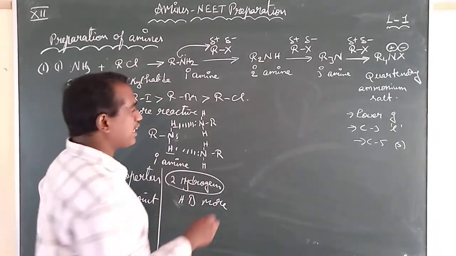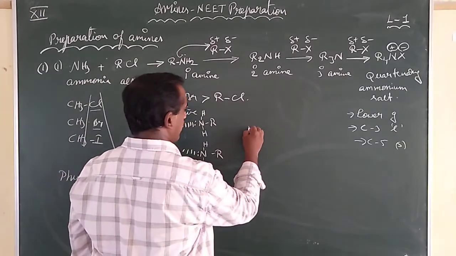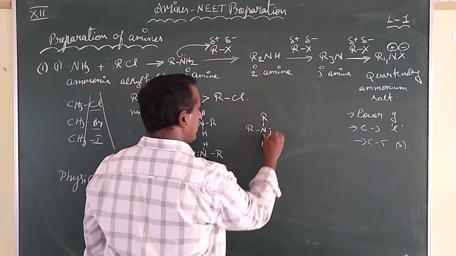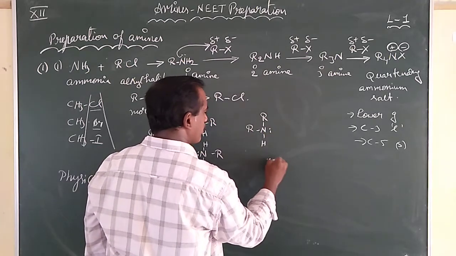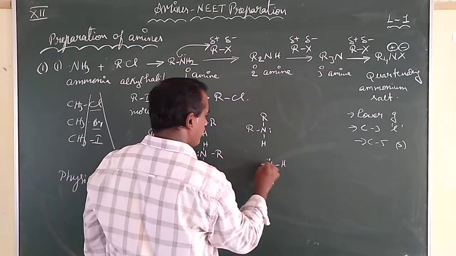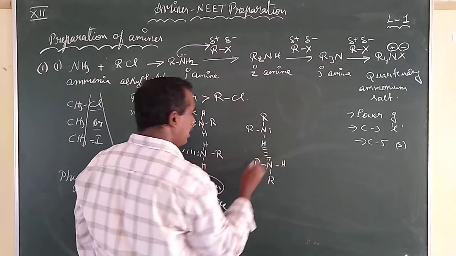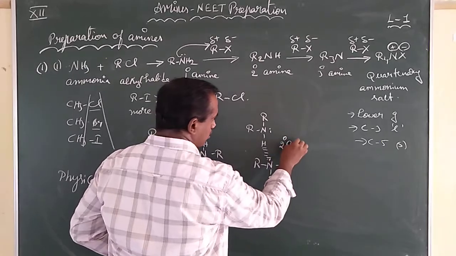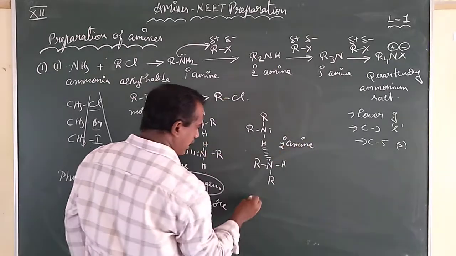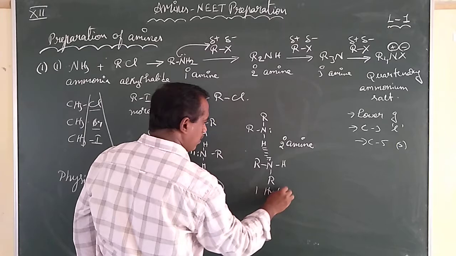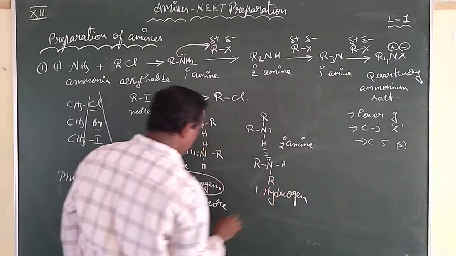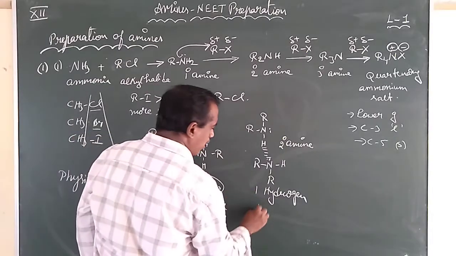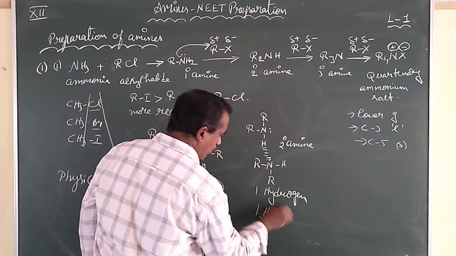But if you take a secondary amine, R, N, R, hydrogen. Here I am saying that in the case of a secondary amine, only one hydrogen is available. Please see, approximately 2 hydrogen bonds were formed there, but here only one hydrogen bonding will be involved.